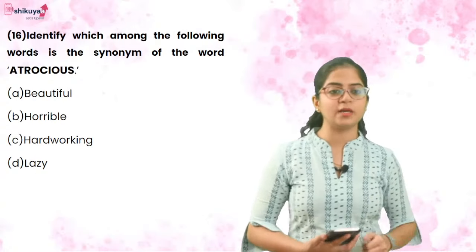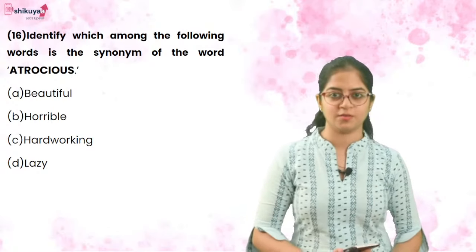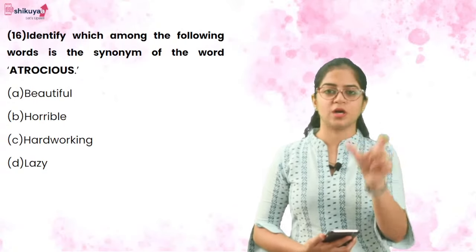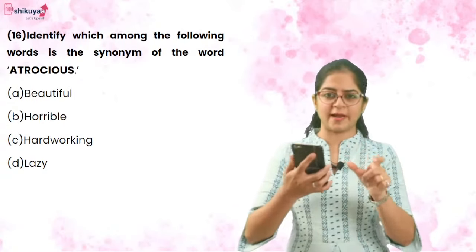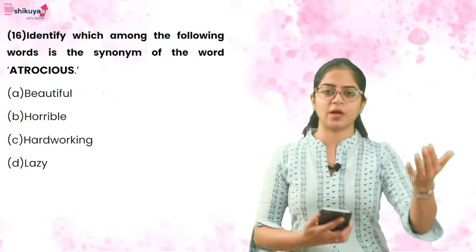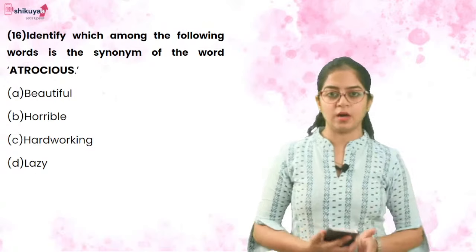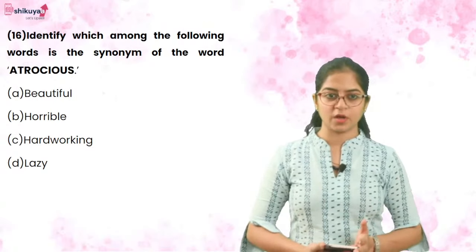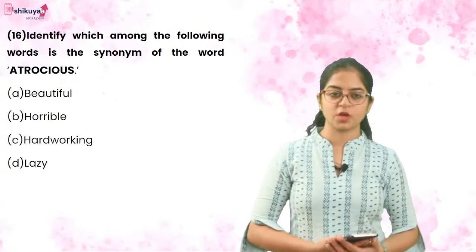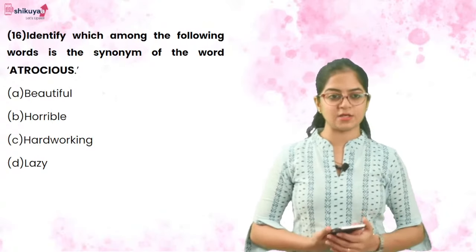Alright. The word is atrocious. Now you can use your root words logic here. The prefix used in a word gives some negating impact on it. So now you can decide whether the word is positive or negative, and we want the synonym of this negative word, atrocious. From the given options: beautiful, positive. Horrible, negative. Hardworking, positive again. And D is lazy, so that is also negative.